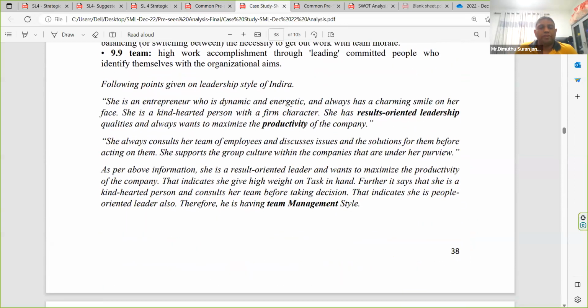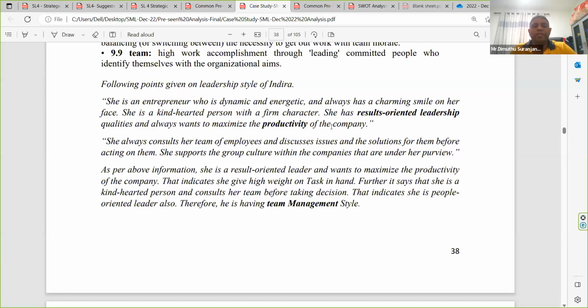So, see, I have extracted the points given on the leadership style of Indira. She is an entrepreneur who is dynamic and energetic, and always has a charming smile on her face. She is a kind-hearted person with a firm character. She has result-oriented leadership qualities and always wants to maximize the productivity of the company.